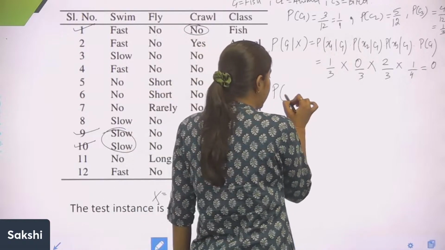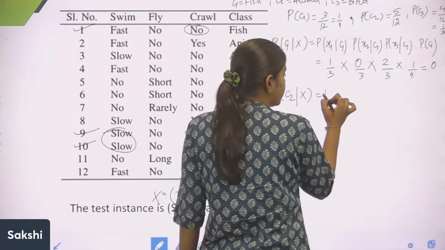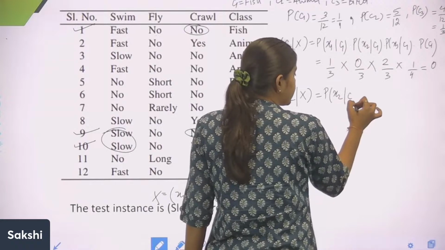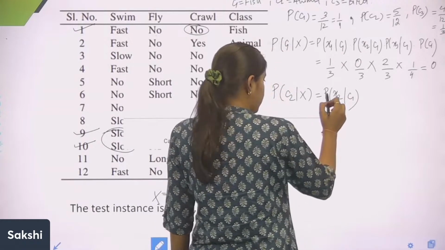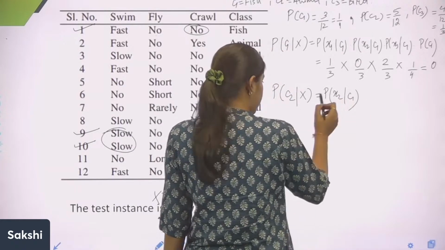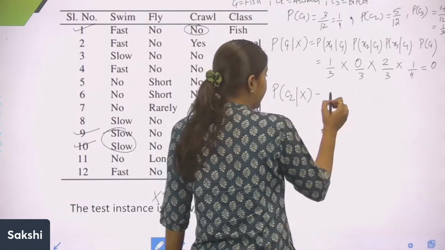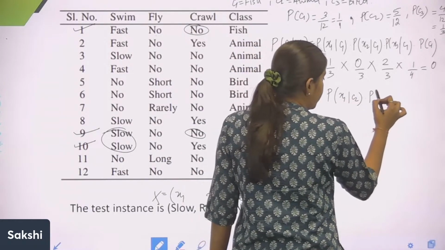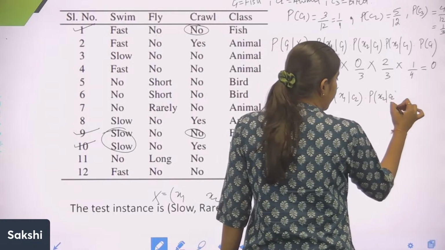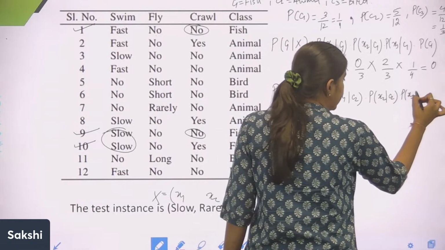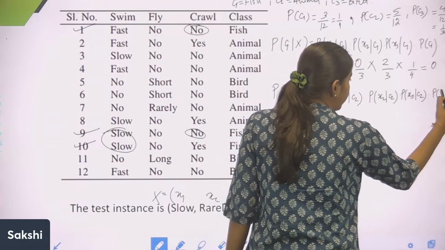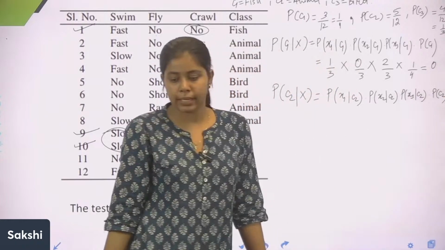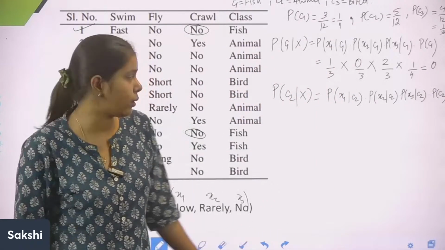Now what would I do? I'll write down probability C2 given X. So it would become X2 given C2. I'll write down here probability X1 given C2 into probability X2 given C2 into probability X3 given C2 into probability of C2. Right? I can write down this. Now I can find out the probability.